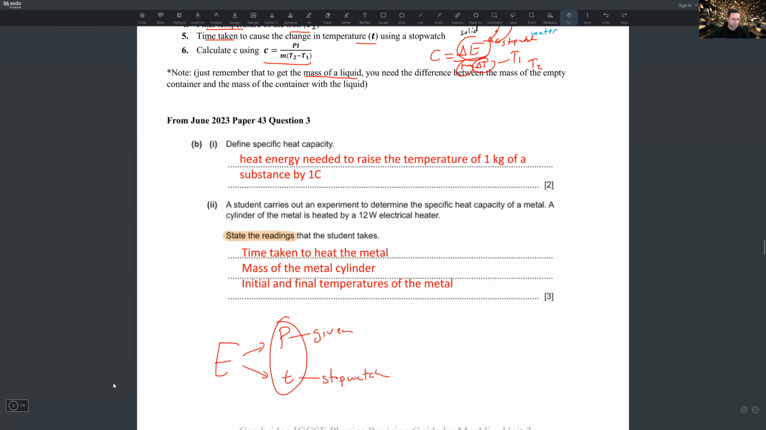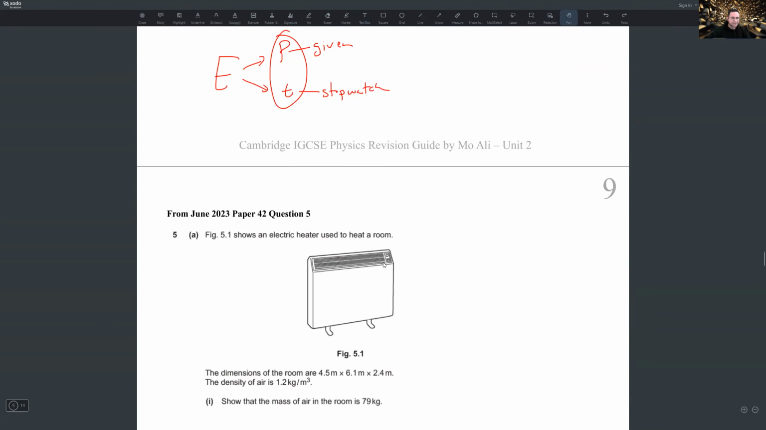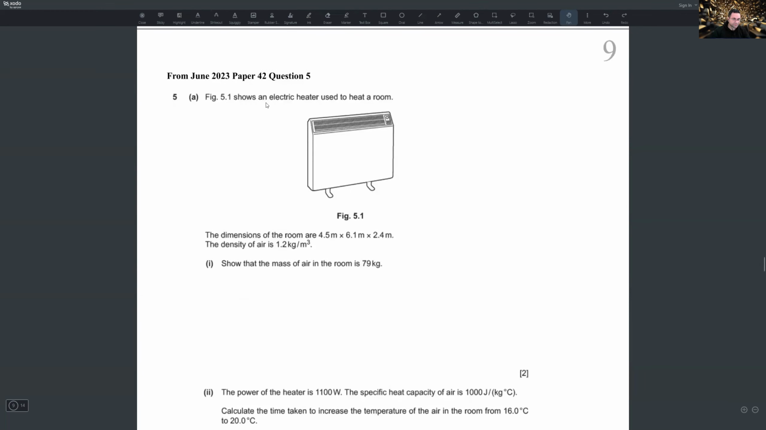Okay? Good. Nice questions. I love it when you guys chat and tell me what you think, so I understand how you think. Let's go. This is June 23, paper 42, question 5. It starts off very tame. The dimensions of a room are 4.5 by 6.1 by 2.4, length, width and height. The density of the air is 1.2. Show that the mass is 79 kilograms.